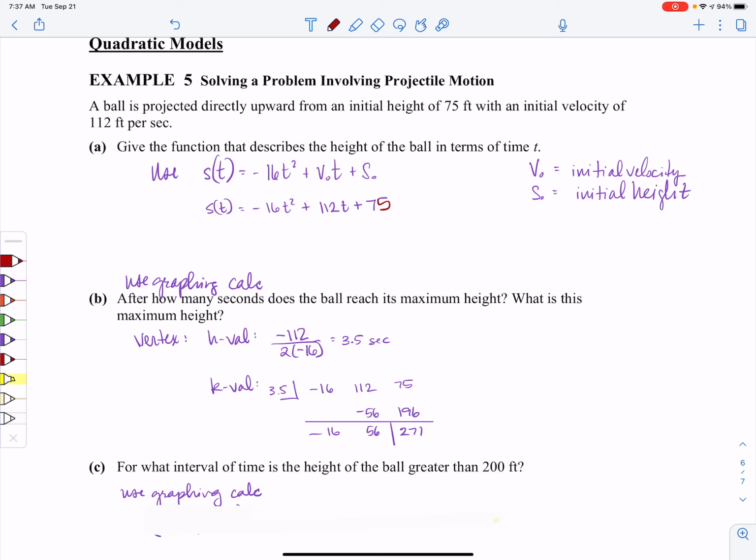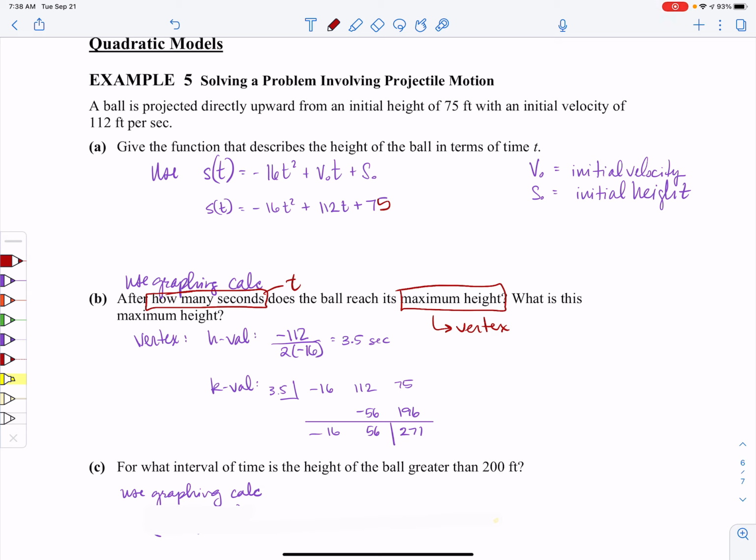All right, so let's go over to the graphing calculator to answer part B and part C. After how many seconds? Now, I want to stop right there because the first thing, even before I go to the calculator, is that we know that we're looking for a time. After how many seconds does the ball reach its maximum height? Well, this is the vertex. So all we're doing is we're looking for the t value in the vertex, which is also the x value in the vertex.